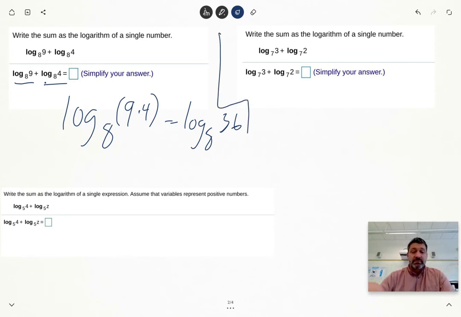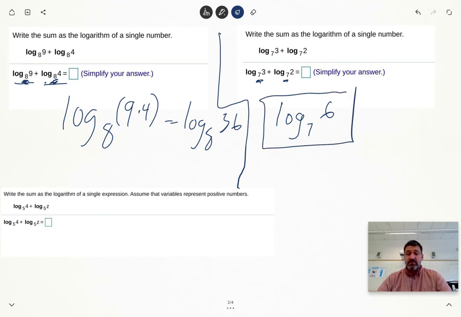Okay, and it's important to remember you can't add exponents when bases are different. So in order to be able to use multiplication operations with logarithms, they have to have the same base. So if you notice in these two numbers, the base is 8 in both cases. Same thing with this one here. The base is 7, so we're able to multiply the 3 and the 2. So log base 7 of 3 times 2, or 6, is the solution to this addition problem here.